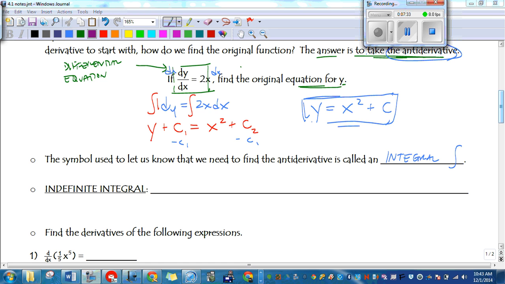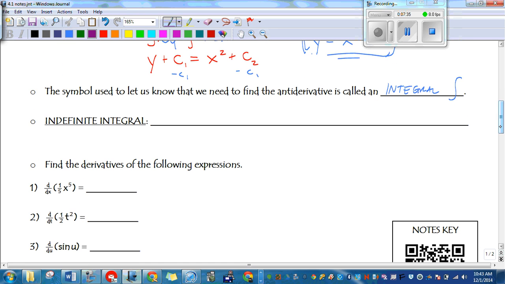So an indefinite integral: if we take the antiderivative of f of x dx, that's going to equal capital F of x plus C, as long as what we talked about earlier is true, as long as the derivative of capital F of x equals lowercase f of x.